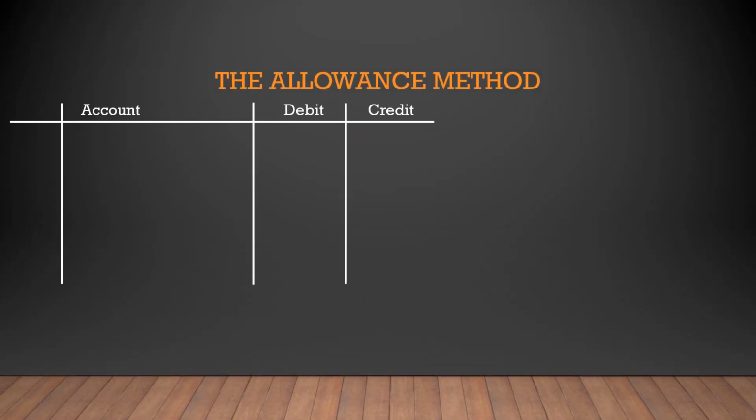The allowance method works via two parts. First, estimate the portion of AR that will not be collected. Second, write off the delinquent AR amounts as they are identified.